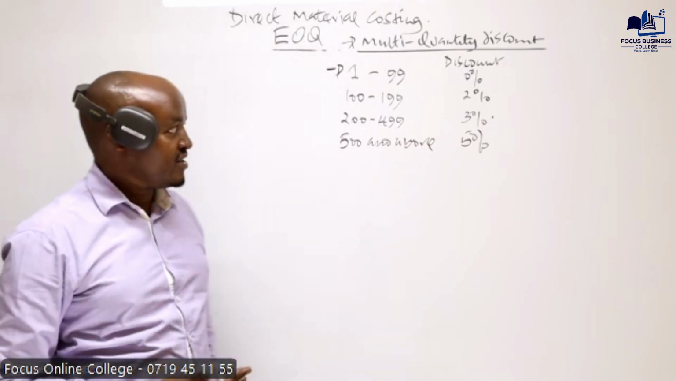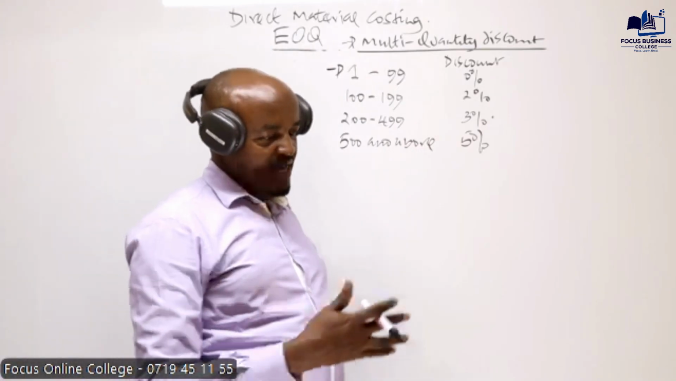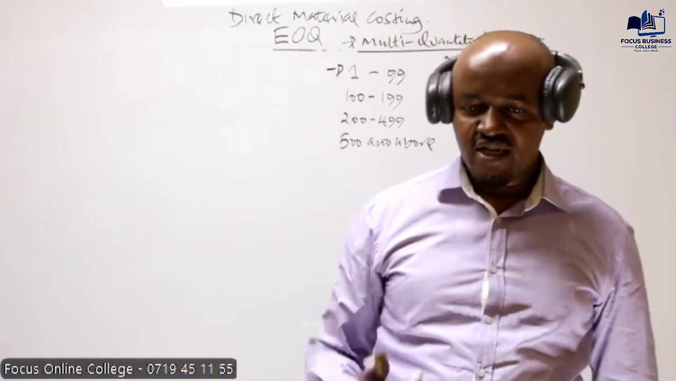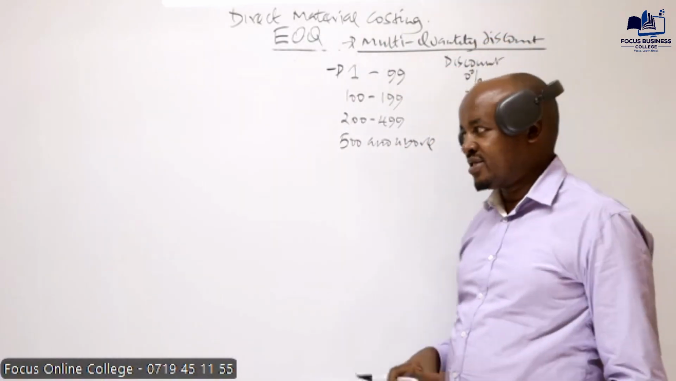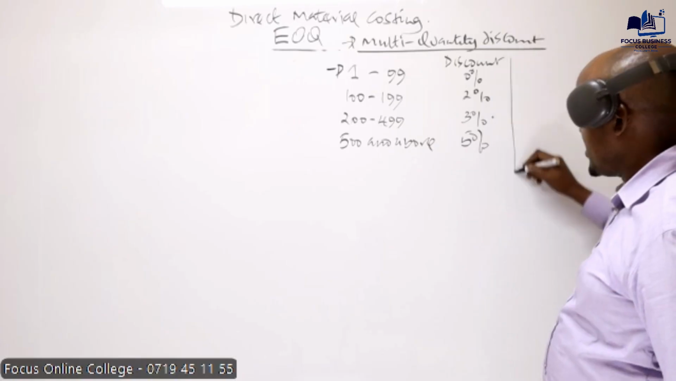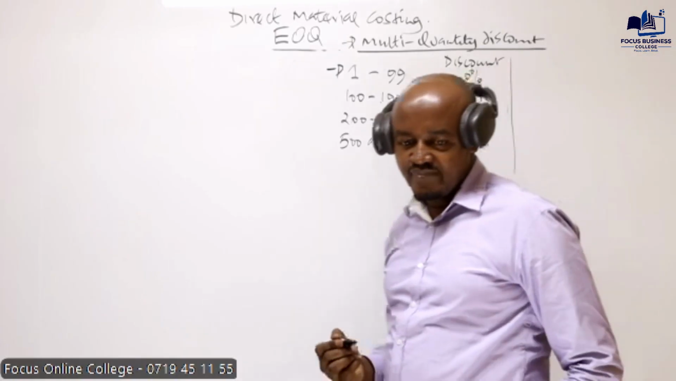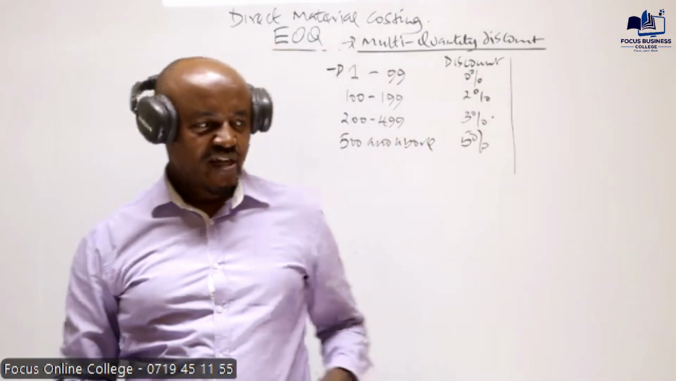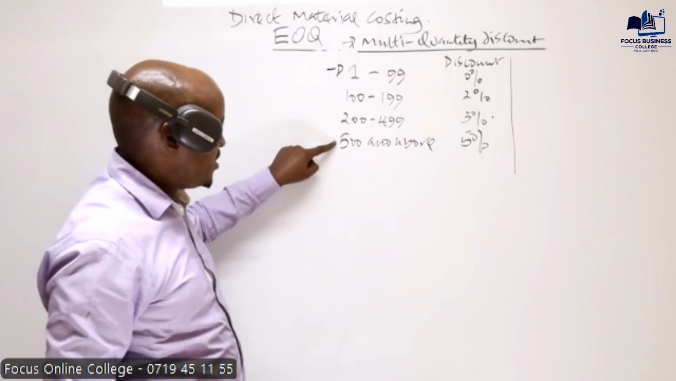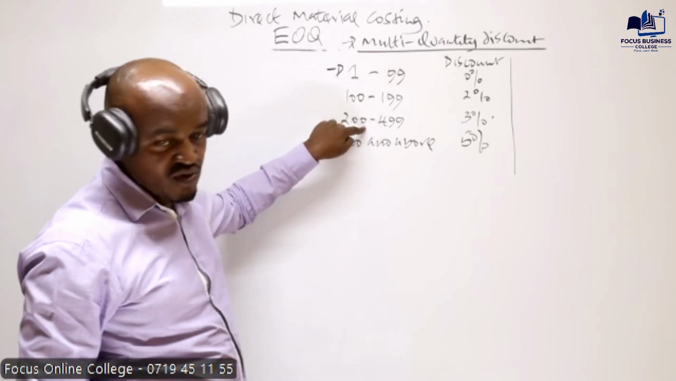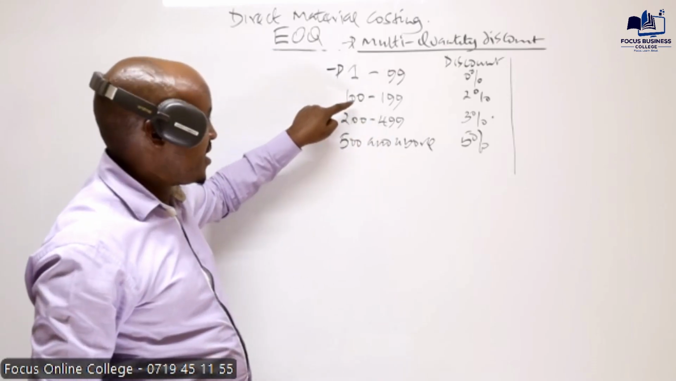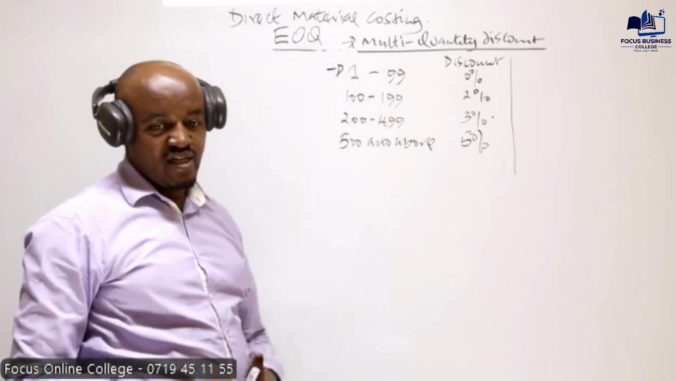This is called a multiple quantity discount. The main objective is to encourage buyers to buy more quantity. The higher the quantity you purchase, the higher the discount. In this case, what we need to do is advise the company on the quantity range to pick. Should the company order units which lie within this quantity range, or between that quantity range, and so on?